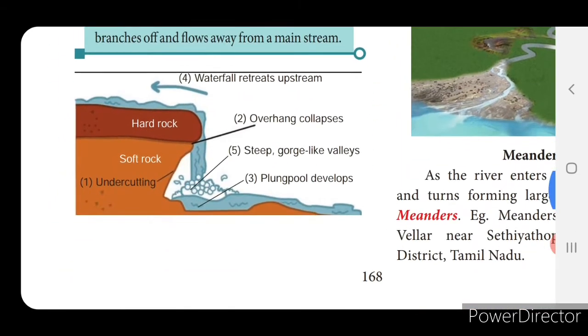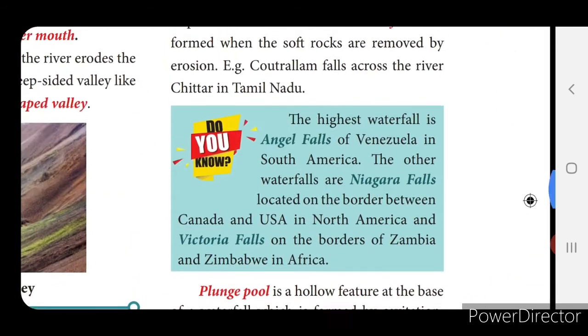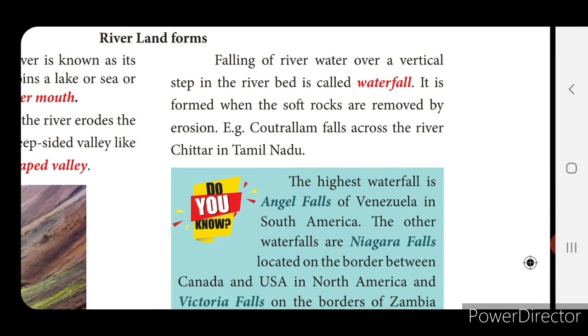The next one, you can observe this picture. From this picture you can understand some of the landscape. The water is flowing from the mountain. On the upper side hard rock will be there, on the lower side soft rock. So the river will erode the soft rock and form a deep structure. The next one: falling of river water over a vertical step in the river bed is called a waterfall.